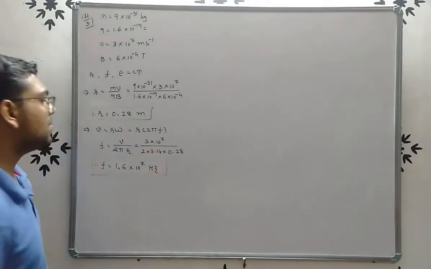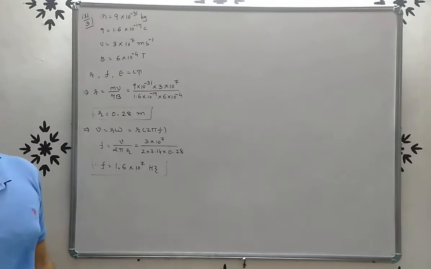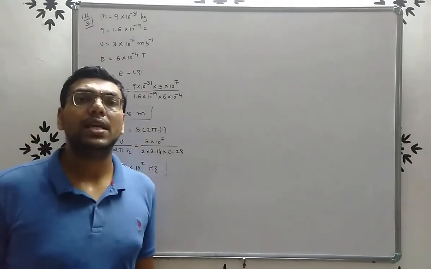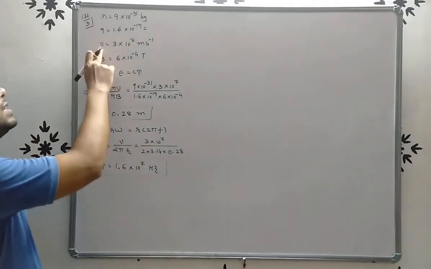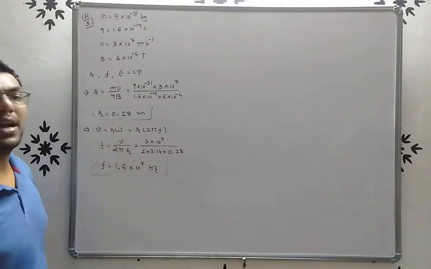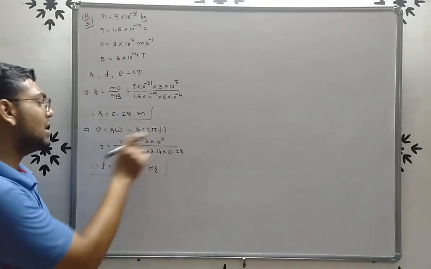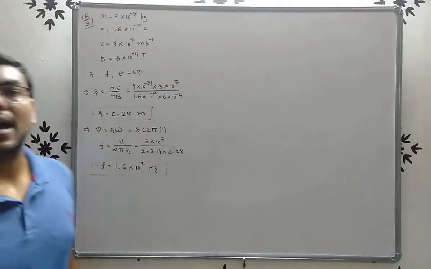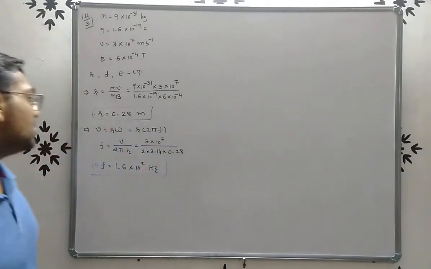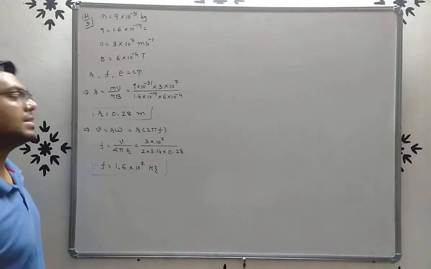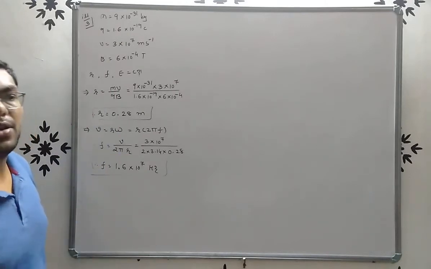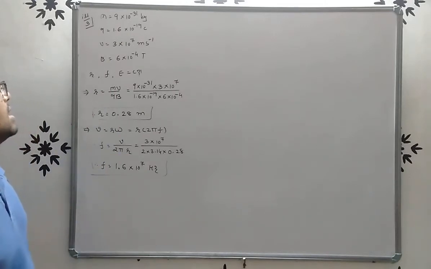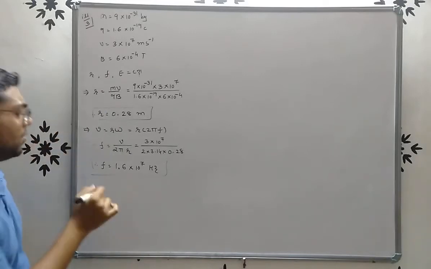So once again we have to find out the value of frequency. Here we know the value of velocity v, so v is equal to r omega, but omega is 2 pi f, so f is equal to v by 2 pi r. After putting the values of velocity, pi and radius r, we can easily find out the value of frequency f.